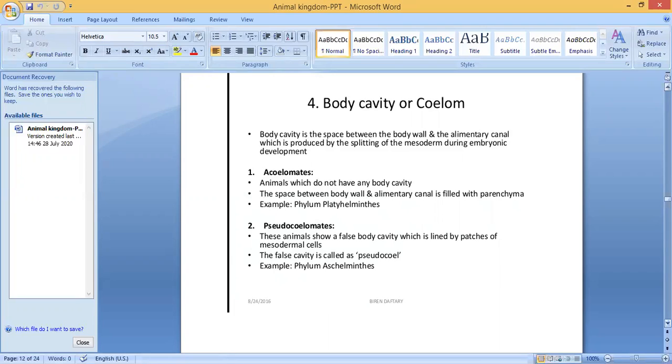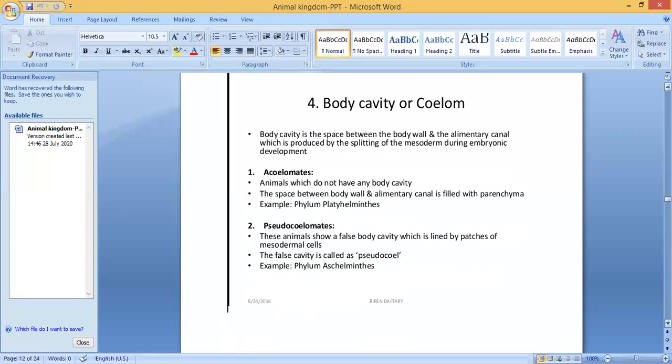Second one is pseudocoelomates. These animals show a false body cavity. Why is it called a false body cavity? Which is lined by patches of mesodermal cells. I will show you the figure later. First you listen to this: these animals show a false body cavity which is lined by patches of mesodermal cells.